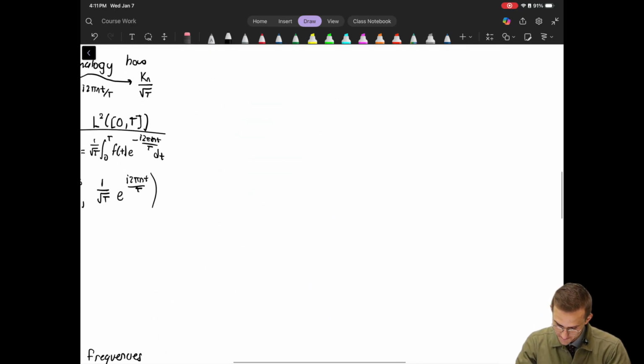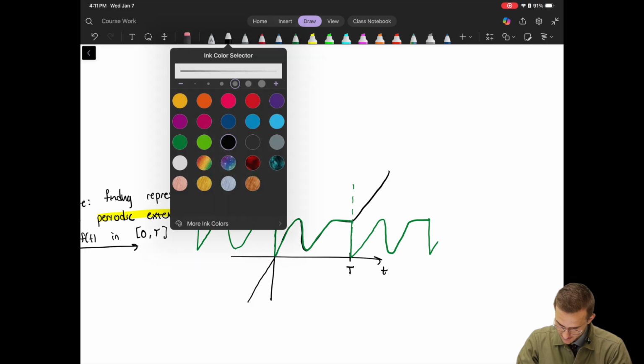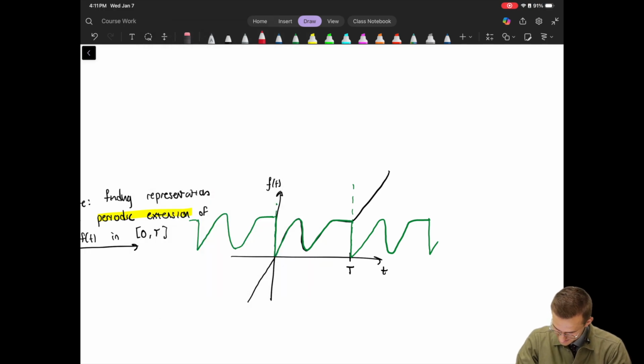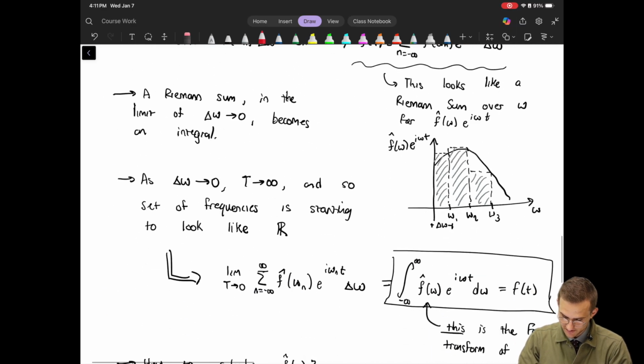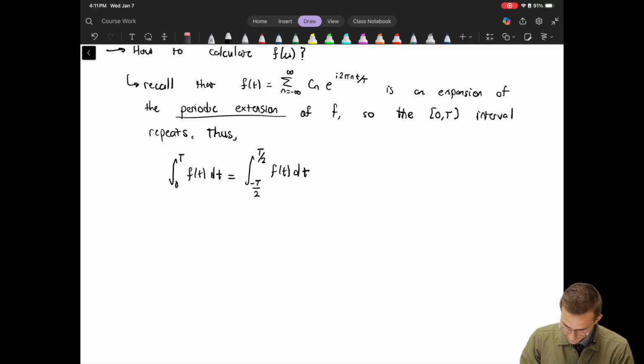If I scroll back up here to the very beginning, if this is T over 2, and this is minus T over 2, you can see that T over 2 to T is the same as minus T over 2 to 0. So we can shift the integration window with impunity that way. That allows us to shift the integration window for Cn as well.